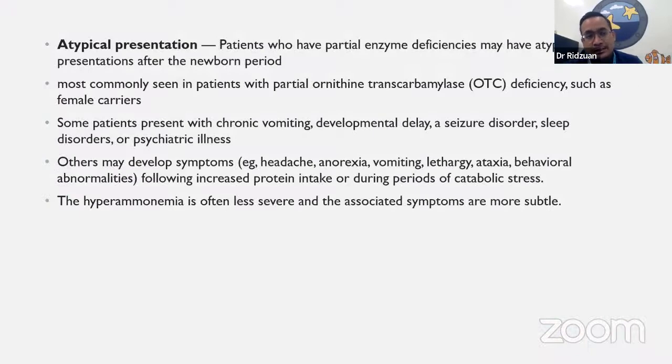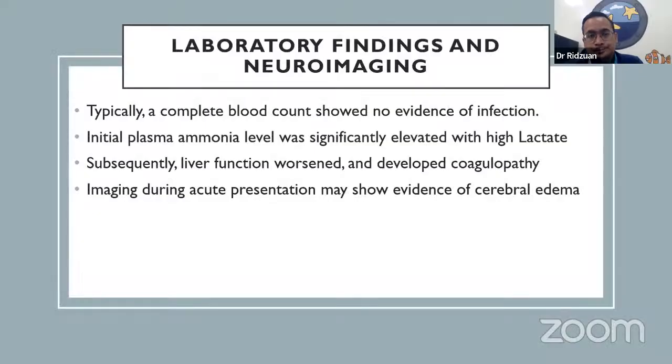For the atypical presentation, patients who have partial enzyme deficiency may present after the newborn period, such as in carriers. Some patients will present with chronic vomiting, developmental delay, seizure disorder, sleep disturbances, or psychiatric illness. Others may develop symptoms following catabolic stress or increased protein intake. The hyperammonemia is often less severe in this group, and associated symptoms are more subtle.